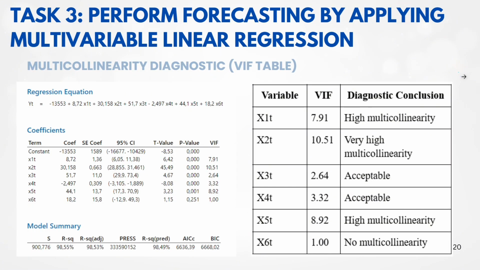Third, multicollinearity diagnostic using VIF. The variance inflation factors show that x1, x2, and x5 have VIF values around 8 to 10, indicating high to very high multicollinearity. x3 and x4 have moderate VIF values and x6 has a VIF of 1, meaning no multicollinearity. High multicollinearity inflates standard errors, makes coefficient estimates unstable, and makes it difficult to interpret the individual impact of correlated predictors. In other words, while the model fits extremely well, some of the coefficients are not numerically comfortable due to overlapping information among the predictors.